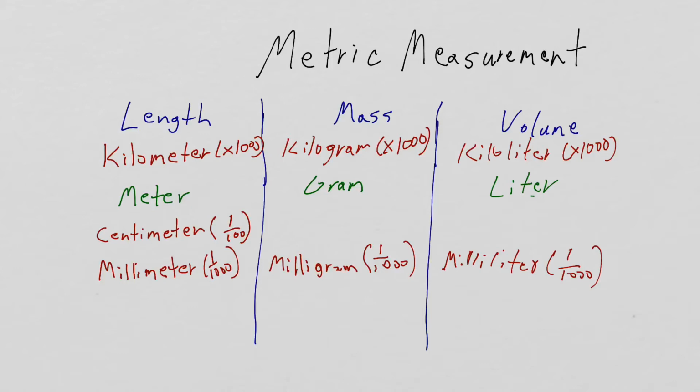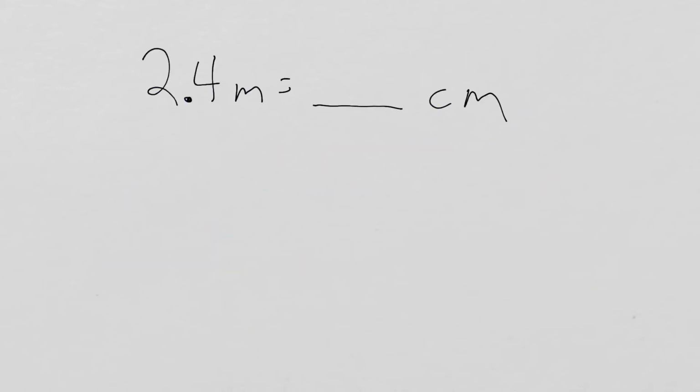Then you've got your prefixes like kilo, which means 1,000 of that base unit. Centi, which means 1 out of 100 parts of that base unit. And milli, which means 1 out of 1,000 parts of that base unit. So they all revolve around the base unit, which is why I was talking so much about the base units. So how do we apply this to an actual problem?